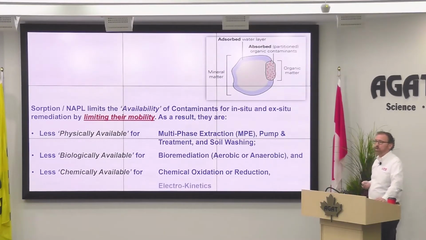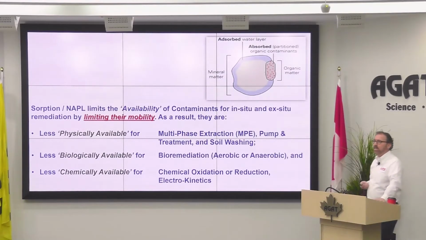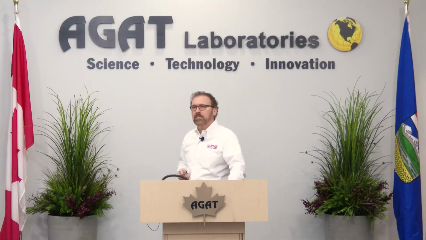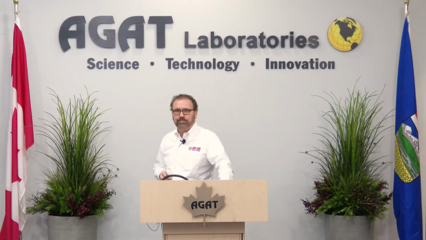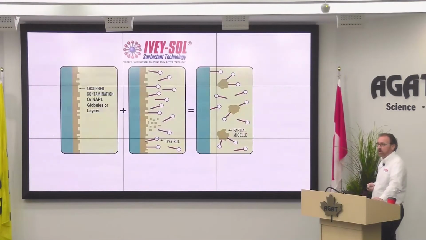If you're doing chemical processes, even things like oxidation, reduction, electrokinetics, the availability for that can be limited. So that's something to think about. If what you're applying is working, stick with it. But if you need to enhance it or nudge it along, think about what I'm going to be talking about today. So again, sorption, globule, and NAPL formation limits availability of contaminants. So we've come up with some ways to overcome that.